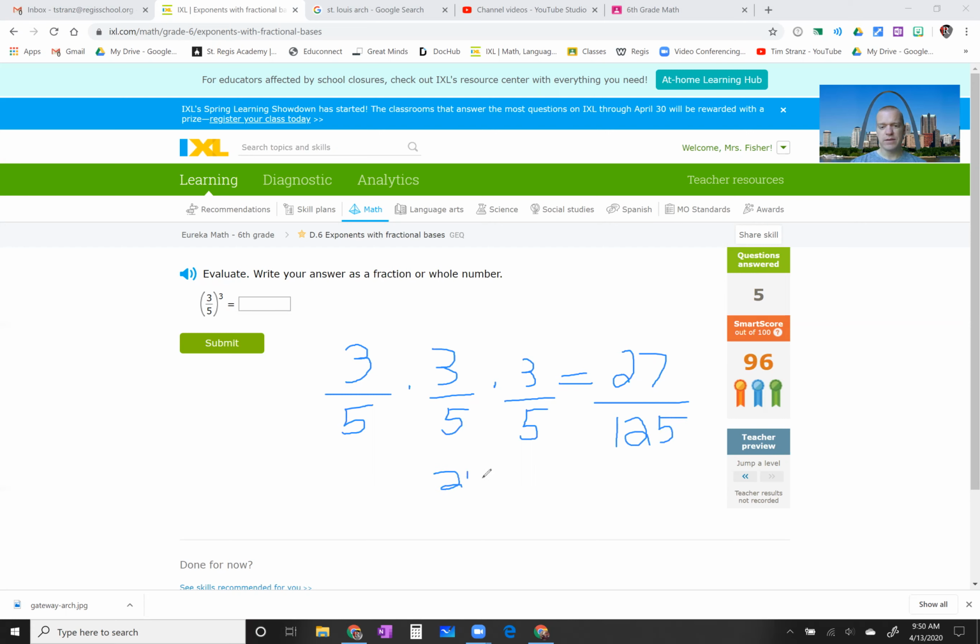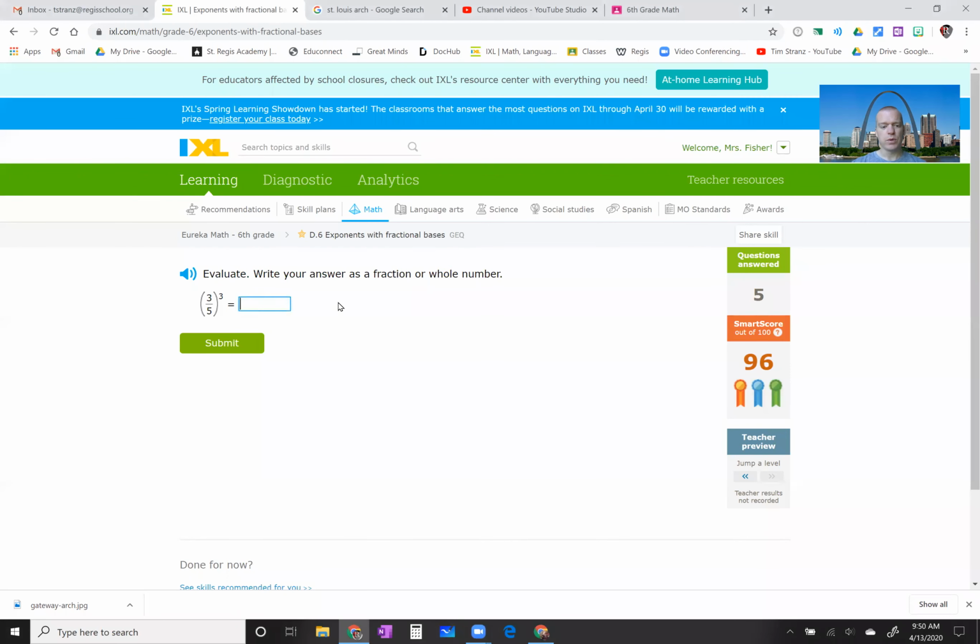So 25, you would just do 25 times 5. 5 times 5 is 25, add your 2 up there. 5 times 2 is 10, plus 2 is 12, so 125. Okay, I don't believe they want you to simplify, and I don't think you could on that one anyways. So it was 27/125. So there you go. That's the first skill you're going to complete.